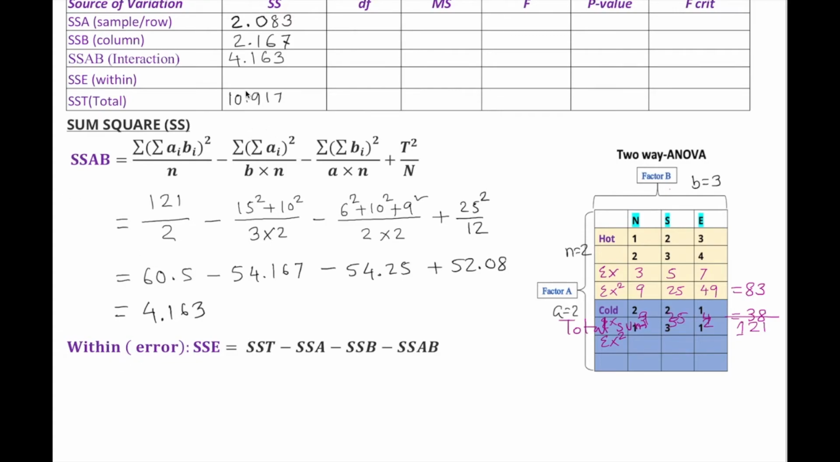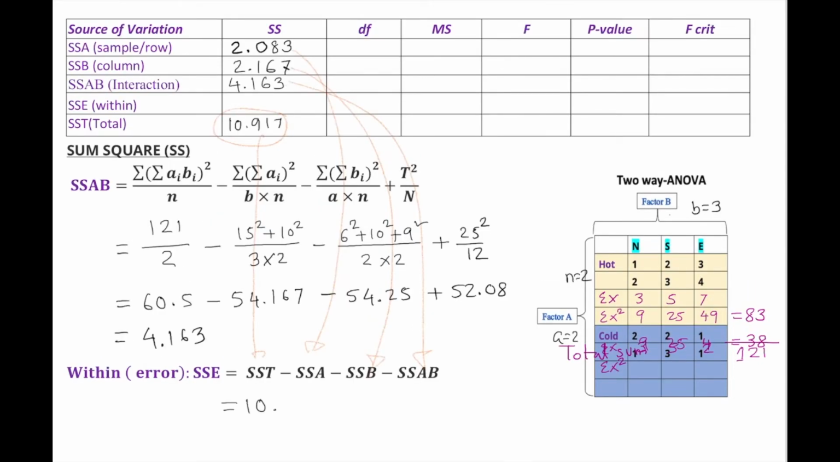Okay, so let's move into the error. Error is basically SST total minus these. If I do that, we can find the error. So we're just going to substitute it here. SST comes down here, SSA down there, SSB down here, and SSAB down there. SST is 10.917 minus 2.083 minus 2.167 minus 4.163. If we do this little math, we're going to get 2.504 approximately. So we do have our error. So we technically have everything.